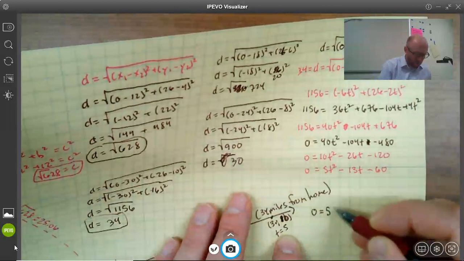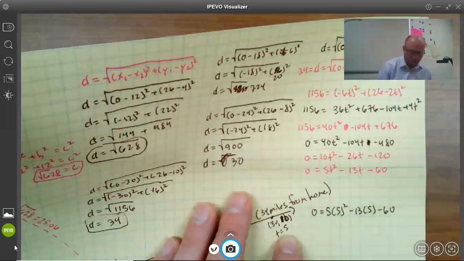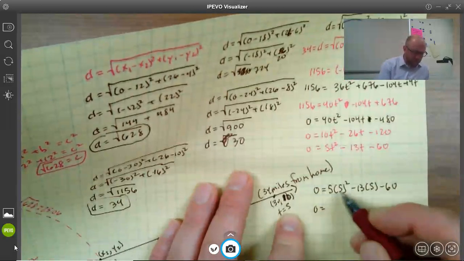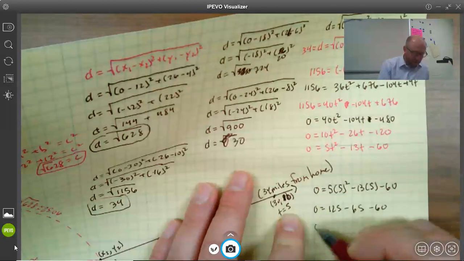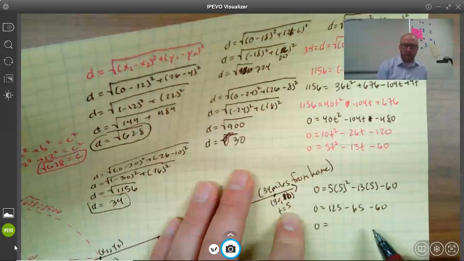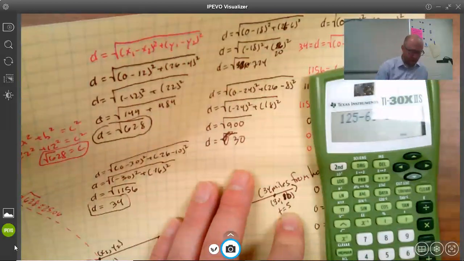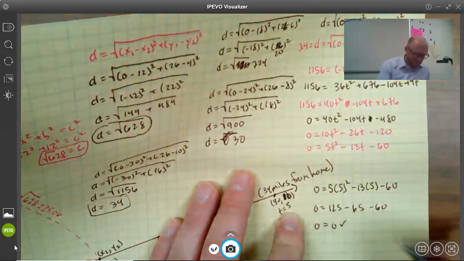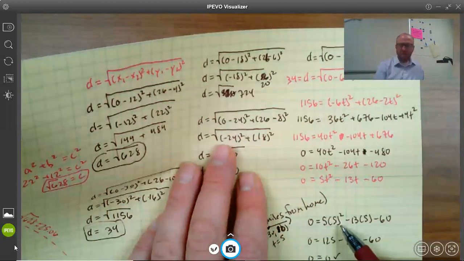So 0 equals 5 times 5 squared minus 13 times 5 minus 60. And let's see, 0 equals 5 times 25, that's 125 minus 65 minus 60. And indeed, 125 minus 65 minus 60 is 0. So 0, check. So what we've done here is we've shown that 5 is a solution to this equation.